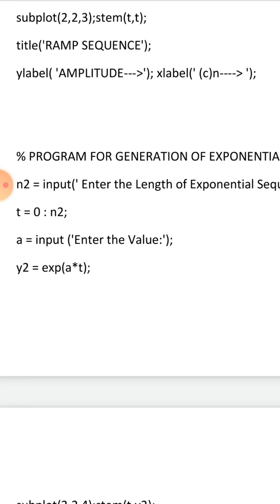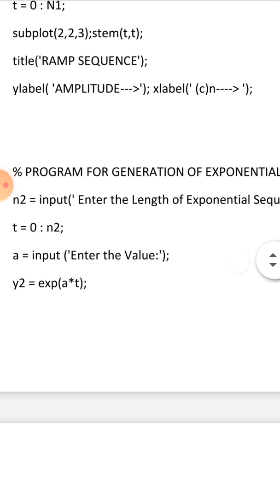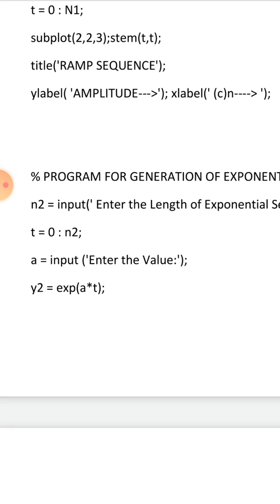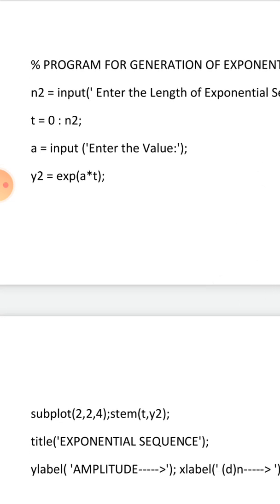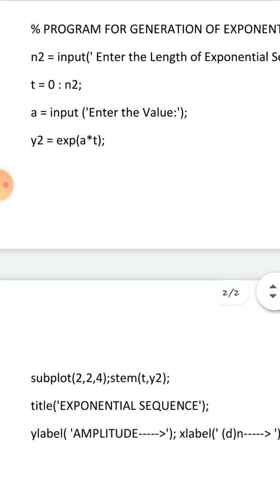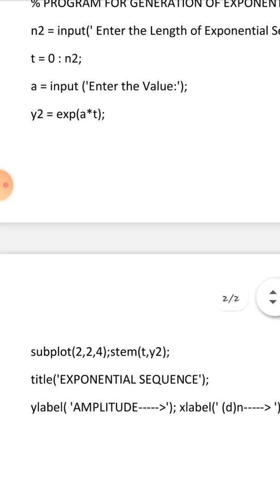And the last type of signal sequence is the exponential sequence. Here again you are getting an input and then creating a time limit. Again you are getting another input, because for the exponential signal you need the formula as exponential of a power t. So you need two inputs, a and t. For t you are getting the input as n2 and taking it as the length of the signal, and you are getting another input as a.